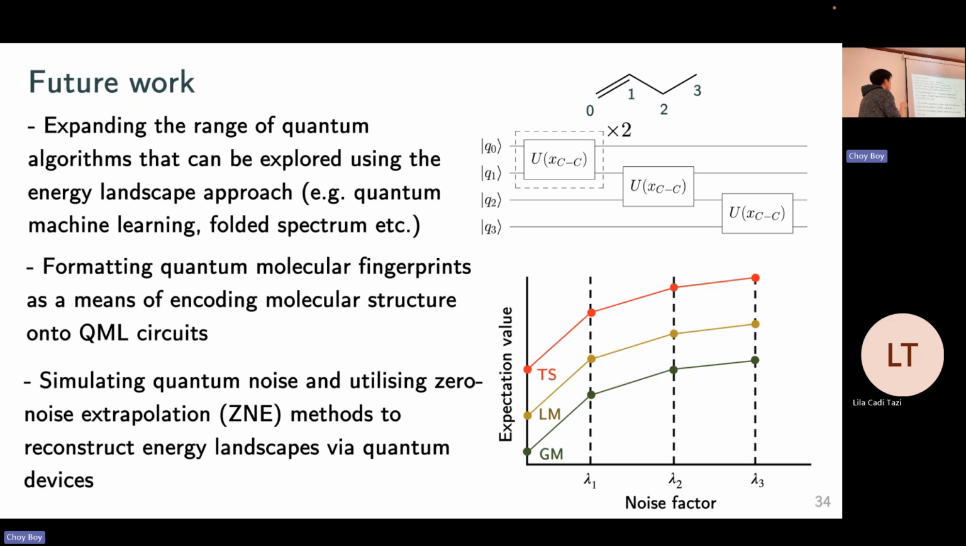So basically, for future work, we want to survey the entire set of variational algorithms out there. There are other quantum machine learning algorithms, such as quantum kernels and regression, that I want to look into. I'm also looking into folded spectrum with Lila, so that we can obtain not just the ground state energy but also excited states of various molecules. And also an interesting idea that I thought about is, can we encode molecular fingerprints using a circuit, for example.